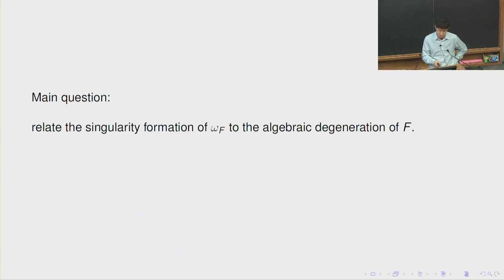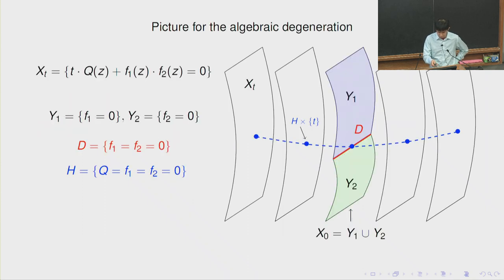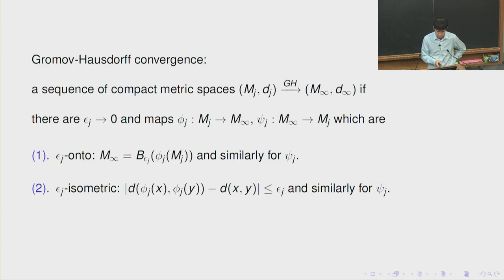The main question we're interested in is to relate the differential geometric singularity formation of little omega f to the algebraic degeneration of f. Recall this algebraic degeneration is pretty explicit. What we mean by singularity formation of this metric uses the terminology Gromov-Hausdorff convergence. So this is the definition: a sequence of compact metric spaces converges to a limit if this holds.